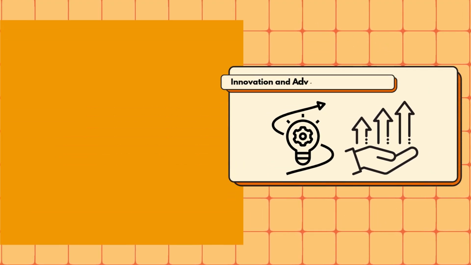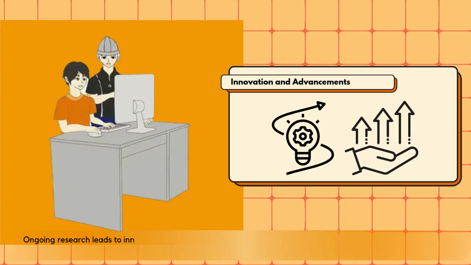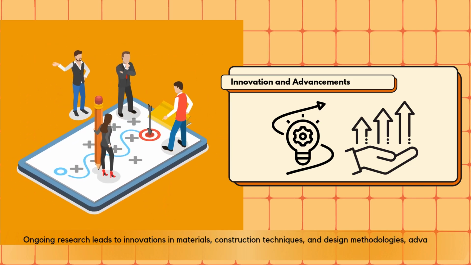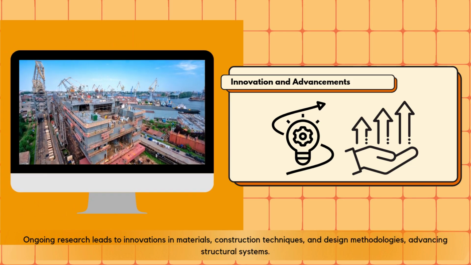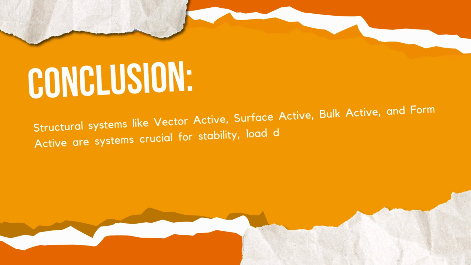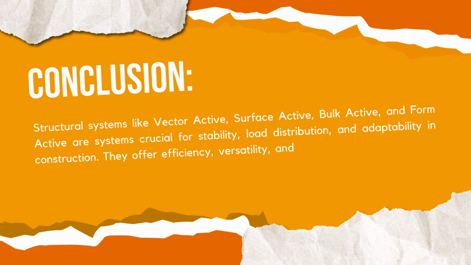Innovation and advancement. Ongoing research leads to innovations in materials, construction techniques, and design methodologies, advancing structural systems. In conclusion, structural systems like vector active, surface active, bulk active, and form active are crucial for stability, load distribution, and adaptability in construction. They offer efficiency, versatility, and innovation, ensuring safety and sustainability in architecture.